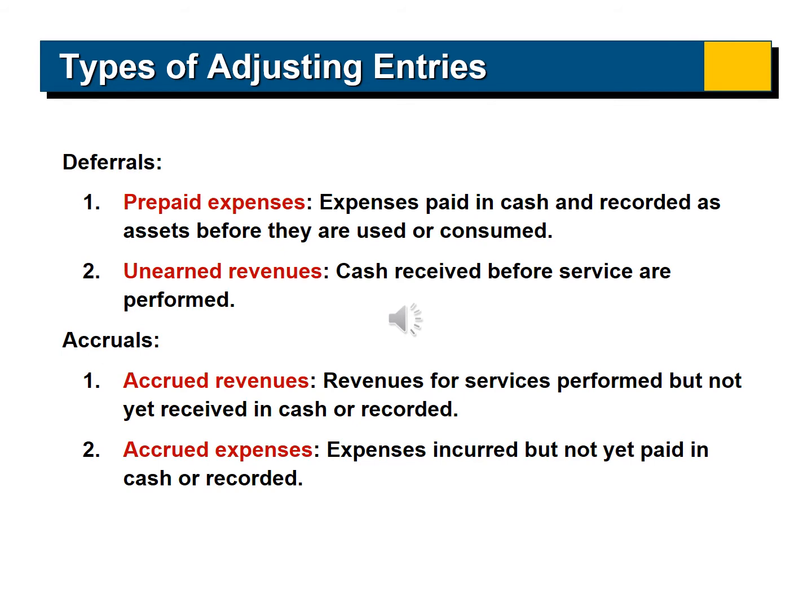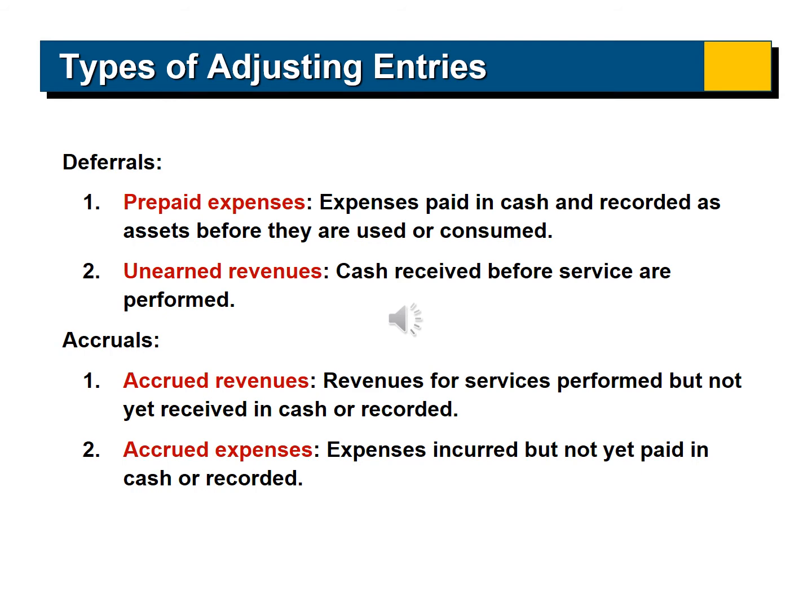The second one under deferrals is unearned revenues. This is where a company receives cash from one of its customers, and in exchange for this cash, the company is going to perform some service or provide some good in the future. This is considered a liability. So the cash is debited and unearned is credited as a liability.